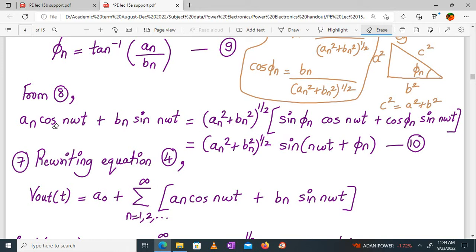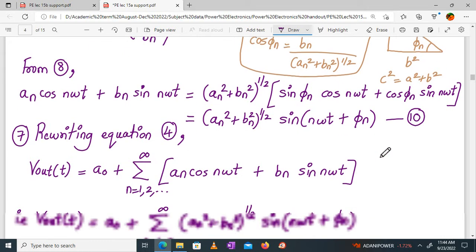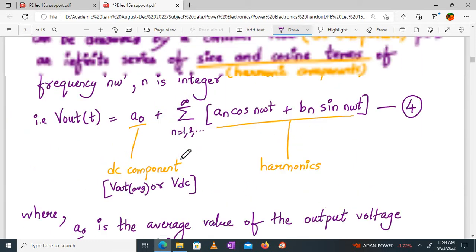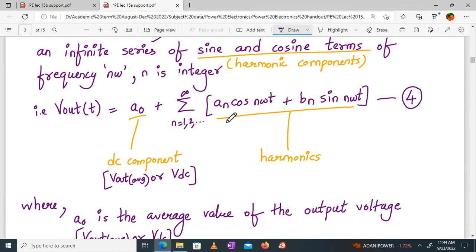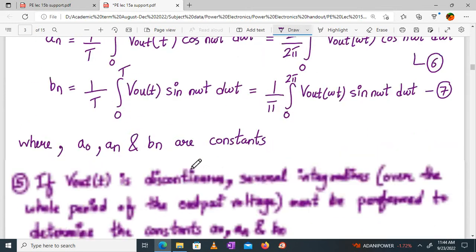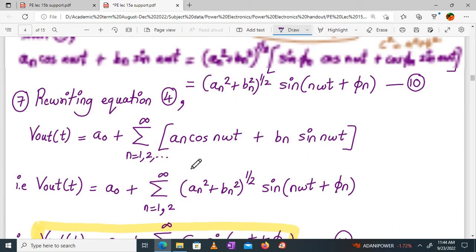So an cos n omega t plus bn sin n omega t is equal to equation number 10. Just an square plus bn square raised to half into sin of n omega t plus phi n. So we rewrite that equation number 4. What is equation number 4? This. We rewrite this equation number 4 and replace this entire term with this. See, that's what we have done.